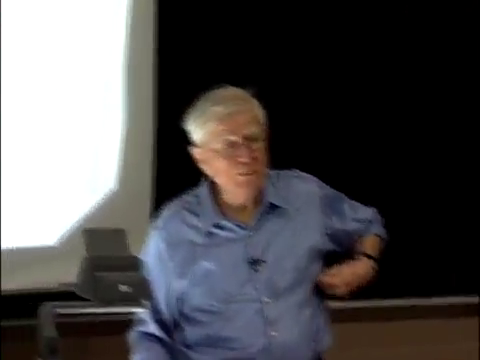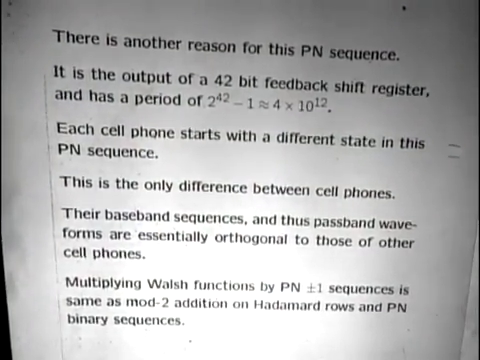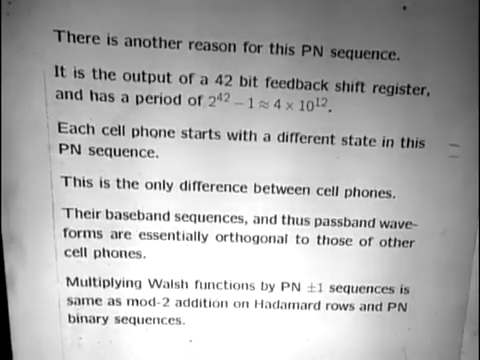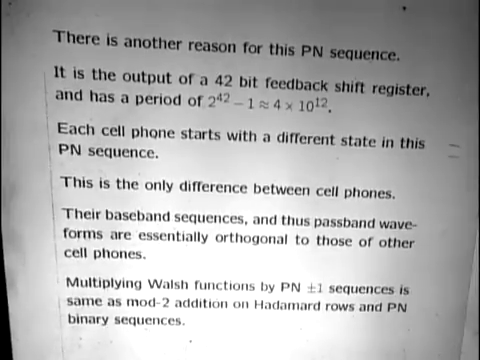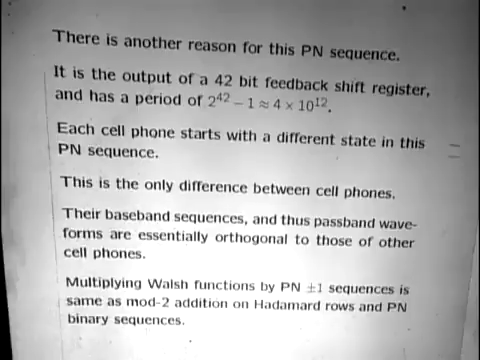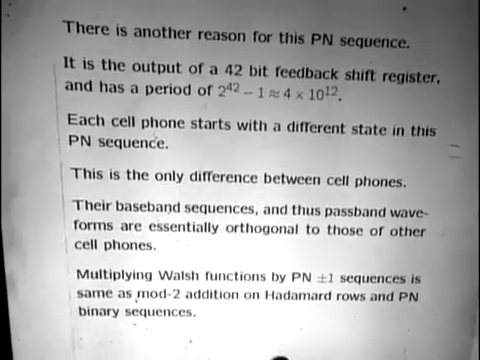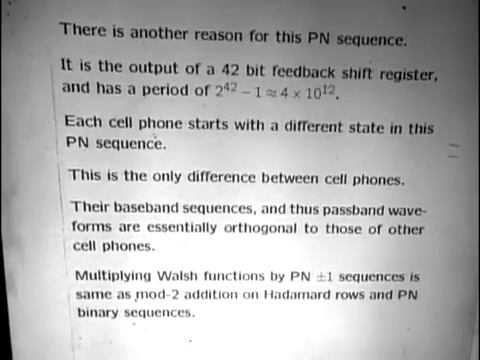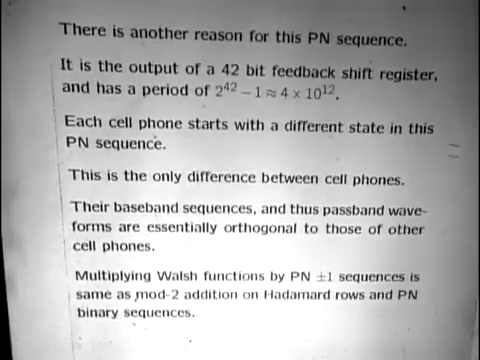But the property we want for this system is that, when you give a cell phone a particular setting in that shift register, it starts off generating a PN sequence which looks totally different from that generated by any other cell phone. So that's the only thing that makes these different cell phones different, and it's enough to make each one of them look orthogonal to each of the others. Okay, they're baseband sequences, and thus passband waveforms are now going to be essentially orthogonal to those of other cell phones.